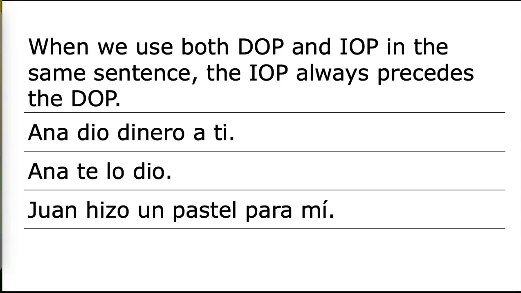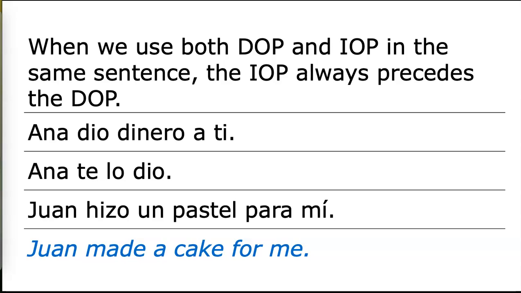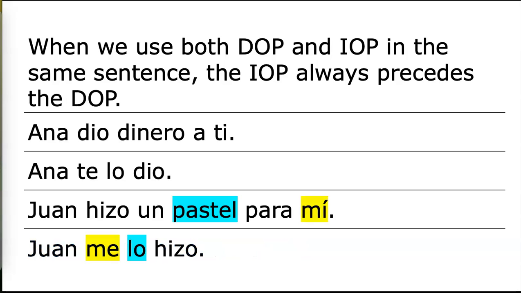And how about Juan hizo un pastel para mí? Go ahead and translate that. Juan made a cake for me. And let's substitute direct object pronouns. Juan me lo hizo. And again, both of the object pronouns are before the verb, and the indirect always comes first.